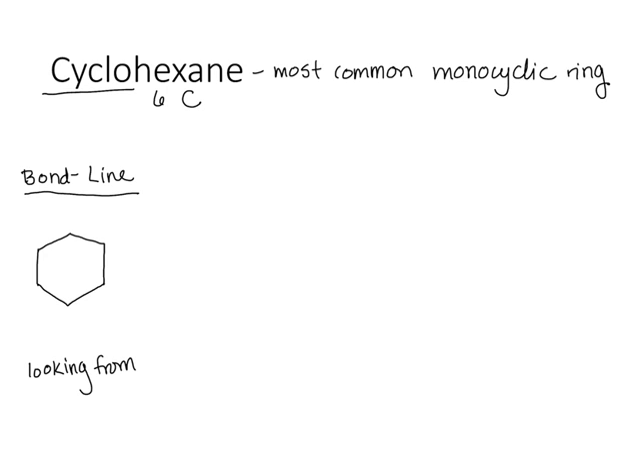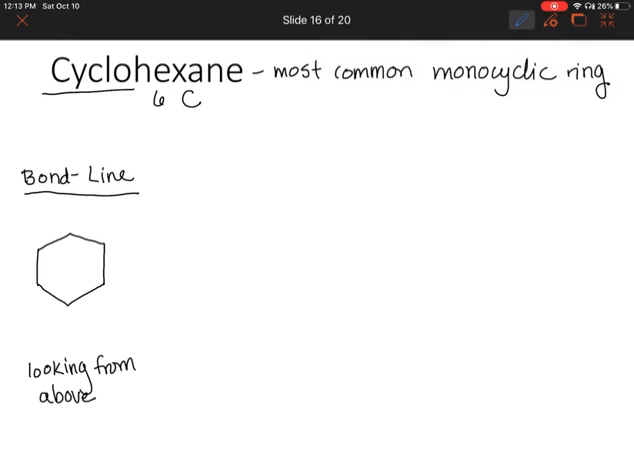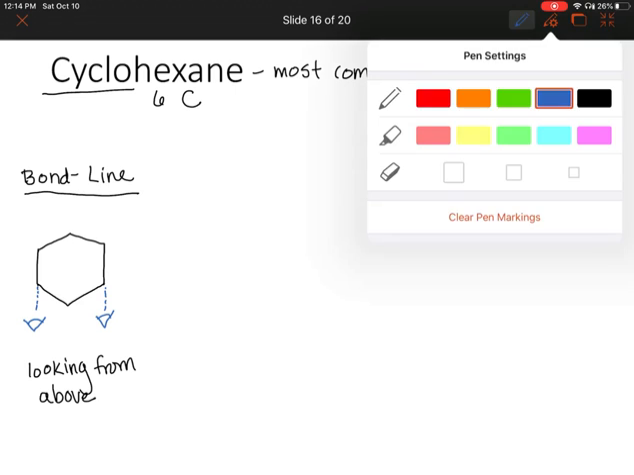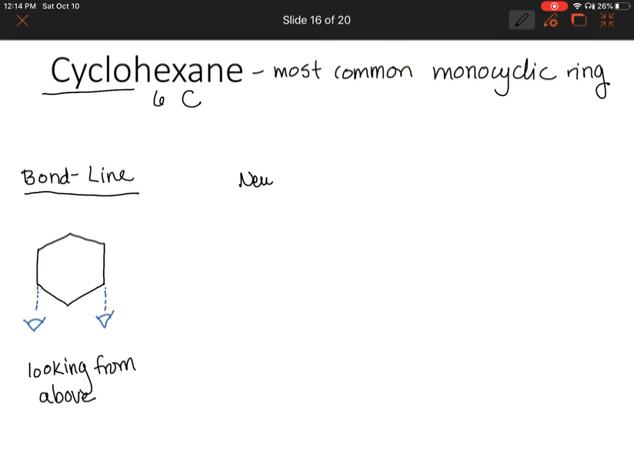But what if we were to look at this sideways? So what if we looked down that bond and down the other opposite bond? What would that look like? Well, that would give us a Newman projection. So let's see what that would look like.